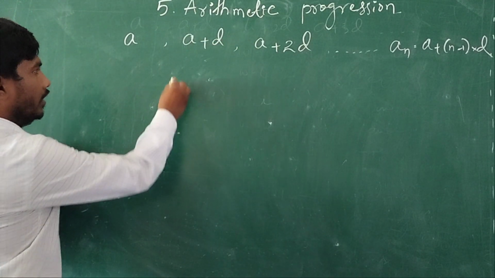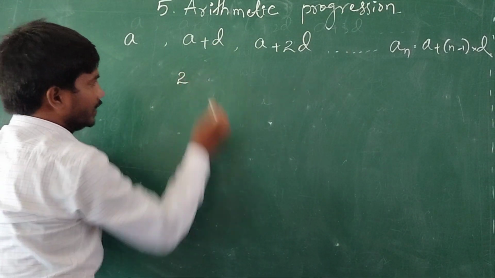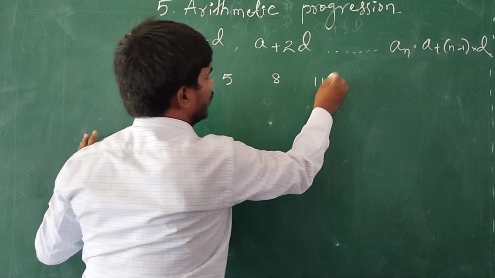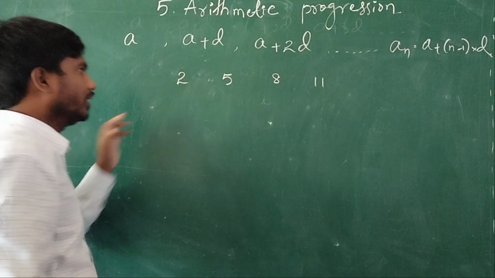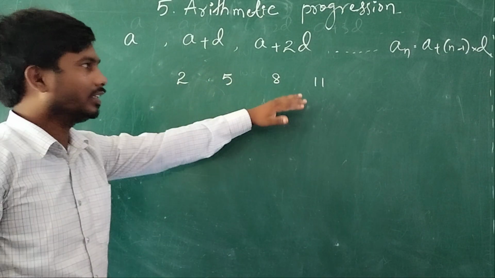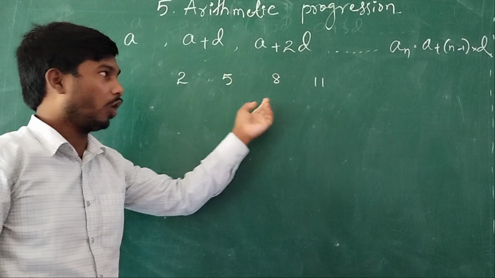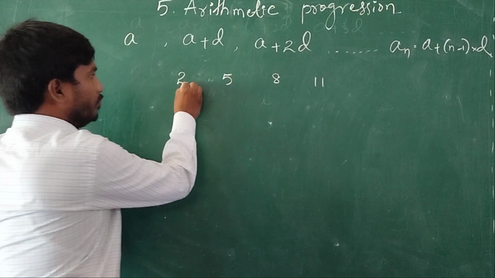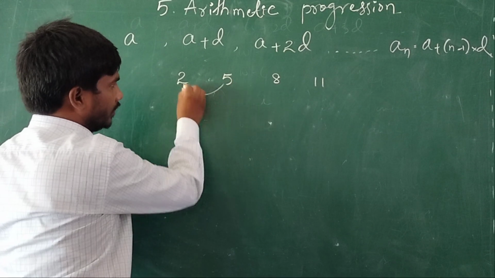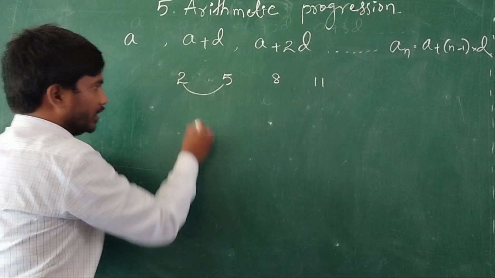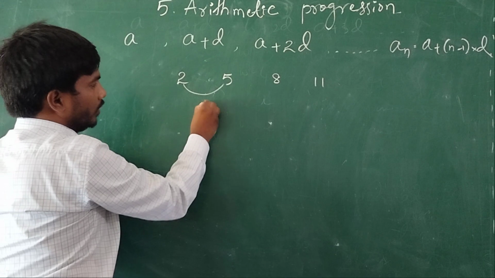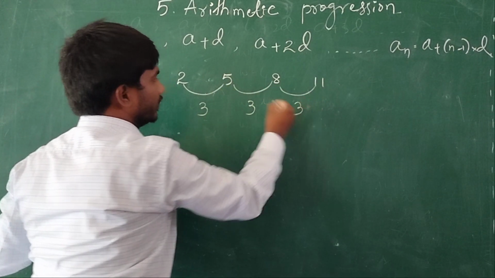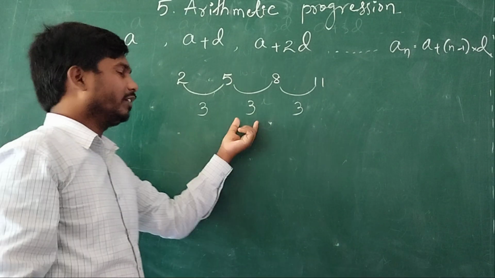For example, some numbers are there in a series: 2, 5, 8, 11, and so on. These numbers are in arithmetic progression. How are we concluding these numbers are in arithmetic progression? Between any two consecutive numbers the difference is the same: 5 minus 2 is 3, 8 minus 5 is 3, 11 minus 8 is 3. So here the common difference is the same.